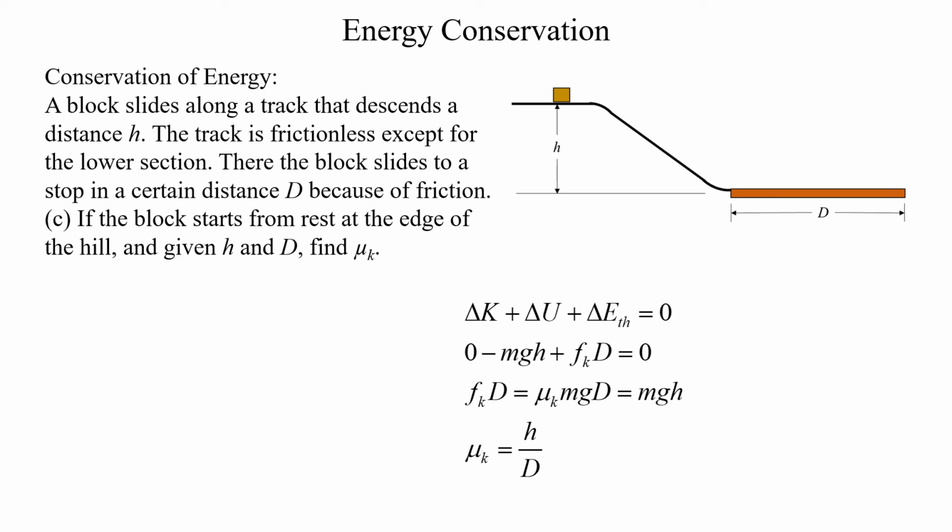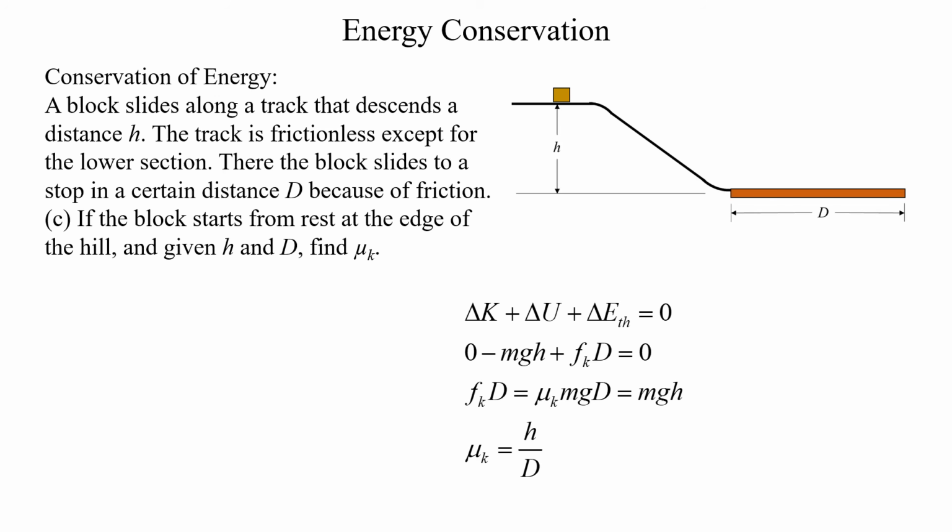All right, now part C. If the block starts from rest at the edge of the hill, given the height h and the distance it comes to a stop d, find the coefficient of kinetic friction. So we're just applying conservation of energy, but now we have an additional term because of the increase in thermal energy for the work done by friction. So we have change in kinetic plus change in potential plus delta E thermal equals 0. The change in the kinetic energy, of course, is 0 since we start at rest, and when we finish, we're at rest. We don't have to think about the kinetic energy in between, only our initial and final conditions.